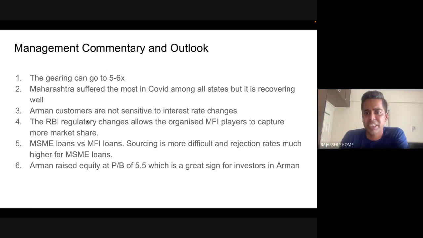We discussed the Maharashtra point. Again, Arman customers are not sensitive to interest rate because Arman gives out loans at 27%, 33%. So who cares if the repo rate has gone up from 4% to 6.5%? So for Arman customers, it doesn't matter. Again, the RBI regulatory change allows the organized MFI players to capture more market share. Now, what has happened here is that there are certain things that the RBI has done.